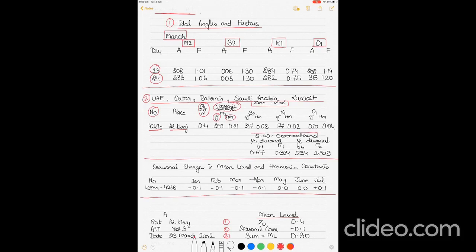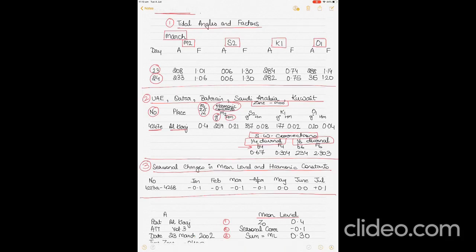Then the corrections are given for the 1/4 diurnal and 1/6 diurnal corrections, F4, capital F4, F6 and capital F6. The third thing that we need is the data regarding the seasonal changes in mean level and harmonic constants for the secondary port as well. So these are the three things we'll be needing from the Admiralty tide tables before we go into our solution.